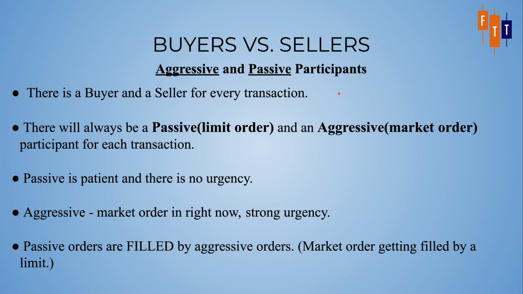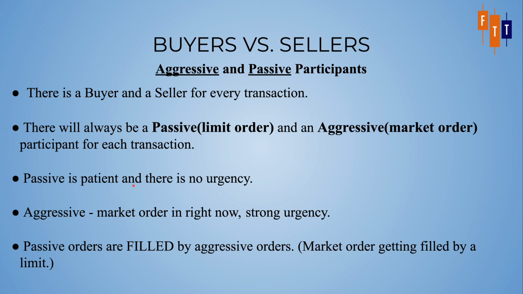So before we look at Bookmap, I just want to get you up to speed on how the market works between aggressive and passive participants. You might already know there's a buyer and seller for every transaction. There will always be a passive limit order and then an aggressive market order for each transaction. Passive is patient. There's no urgency. Those are resting orders. Aggressive is like a market order. You want to get in right now. If you've ever market bought or market sold, you're an aggressive participant.